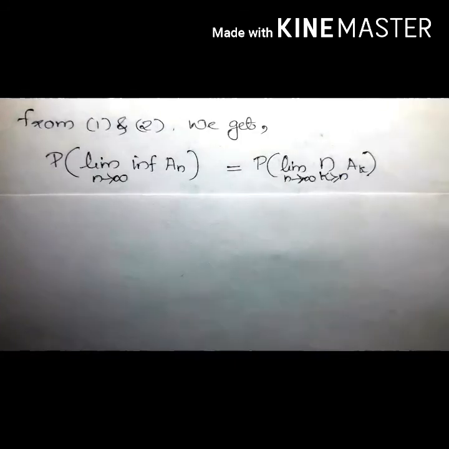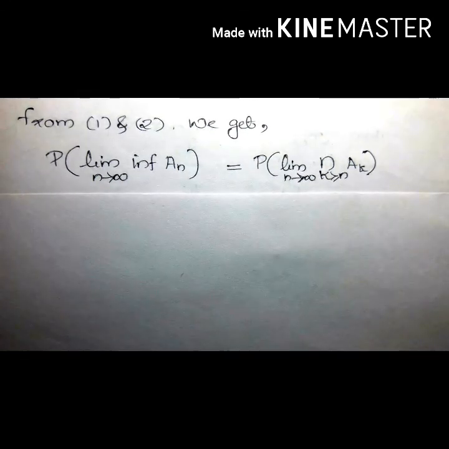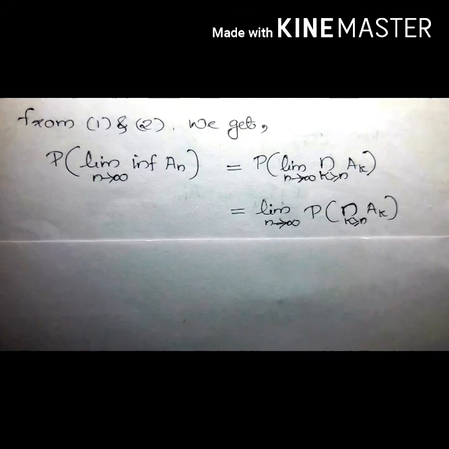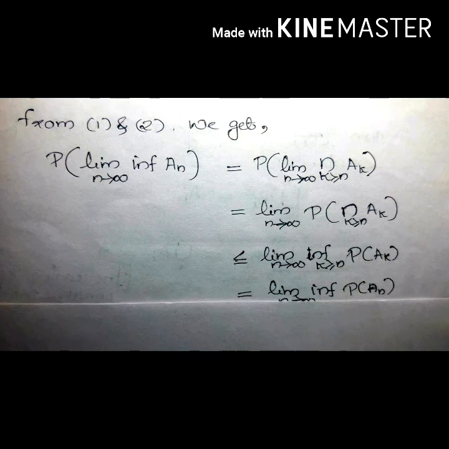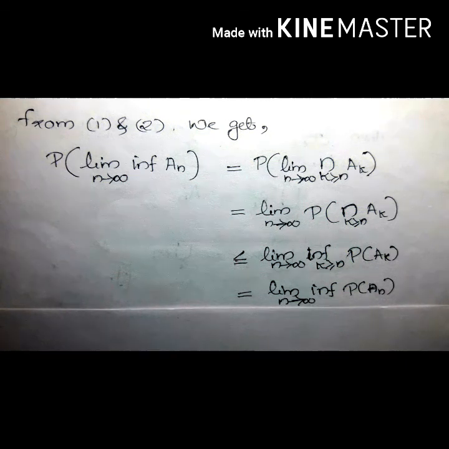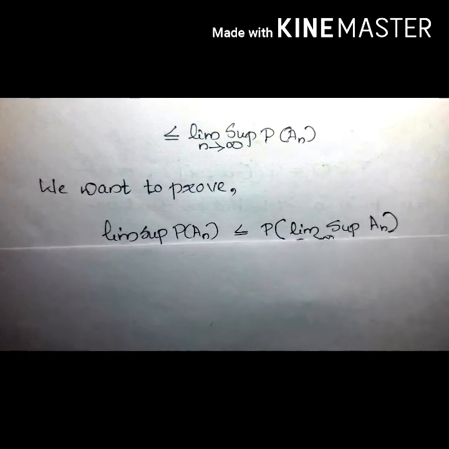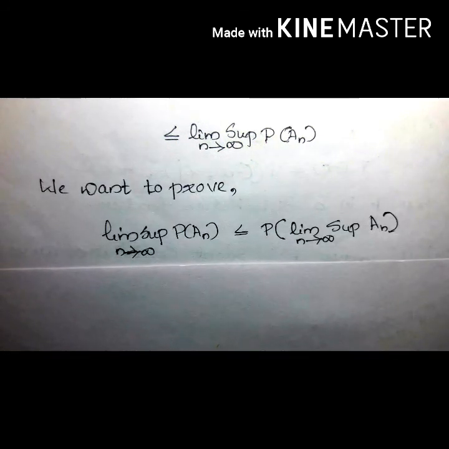From 1 and 2, we get P of limit infimum An equal to P of limit intersection k greater than or equal to n Ak, and that is equal to limit n tends to infinity P of intersection k greater than or equal to n Ak, that is less than or equal to limit infimum k greater than or equal to n P of Ak, that is limit infimum P of An, and which is always less than or equal to limit supremum of P of An. Now we want to prove the second inequality, that is limit supremum P of An less than or equal to P of limit supremum An.